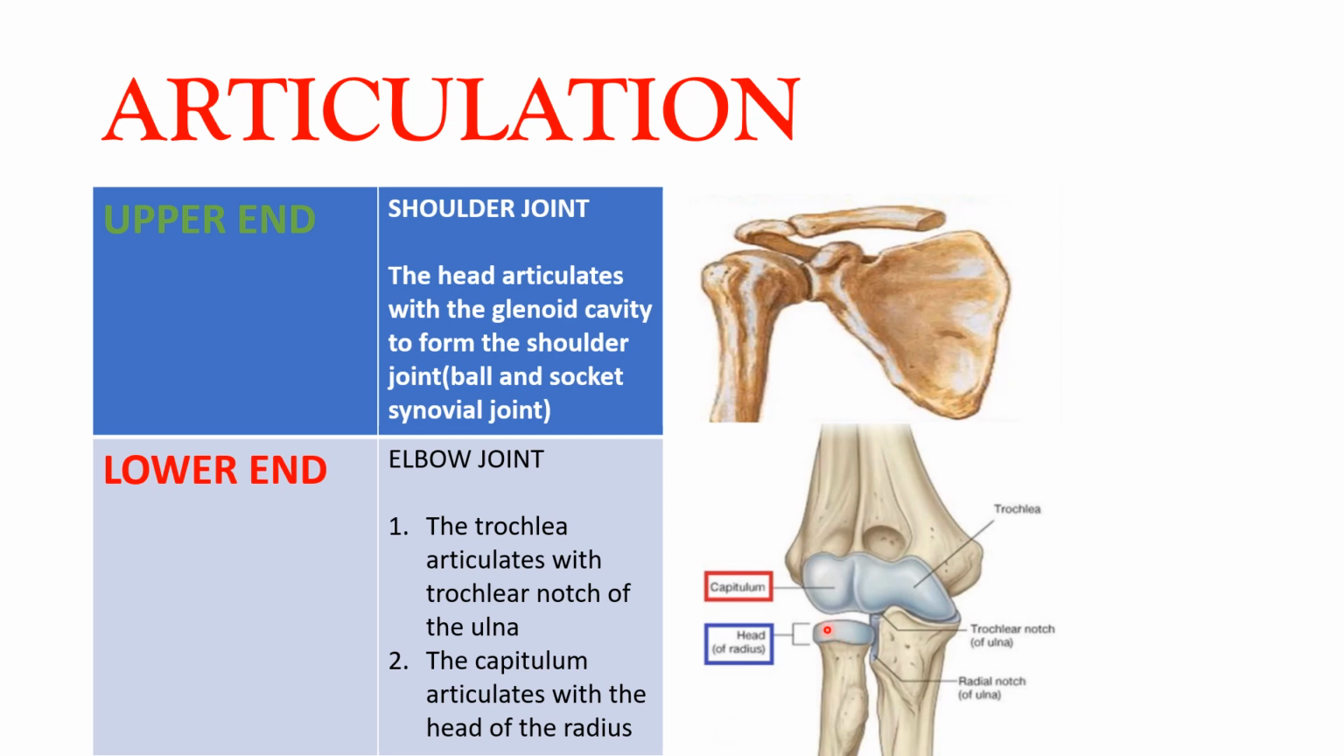Again, the upper end: this is the head of the humerus. It articulates with the glenoid cavity, this is the glenoid cavity, to form the shoulder joint. And this joint specifically is a ball and socket synovial joint. At the lower end, there are two articulating surfaces, the trochlea and the capitulum. The trochlea is medial, the capitulum is lateral. This is the trochlea. The trochlea will articulate with the trochlear notch of the ulna, and the capitulum will articulate with the upper surface of the head of the radius.